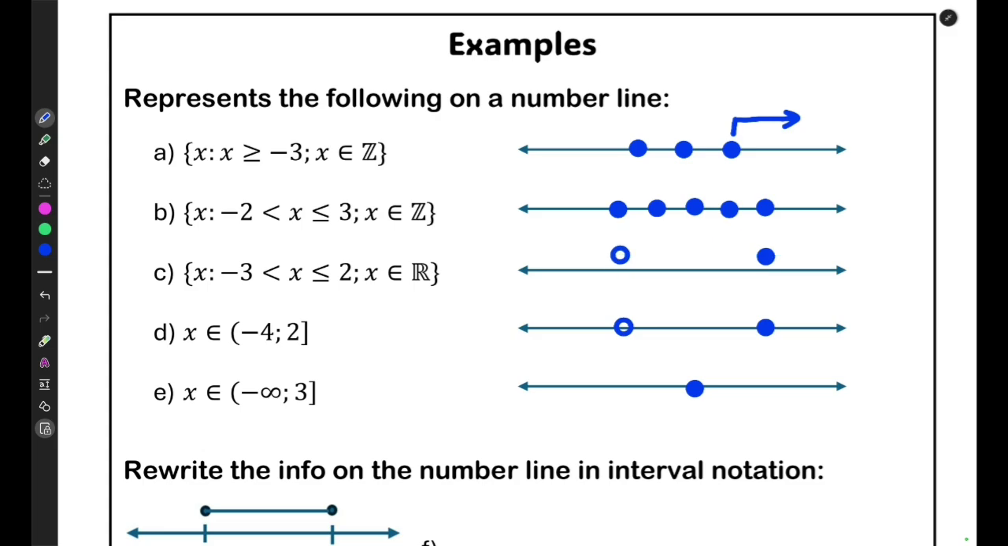Okay, so now with question C, I can see that -3 is not included, but 2 is included. So I'm going to do an open circle, then a closed dot, and then I'm just going to connect them with a line, and that's how I would get full marks.